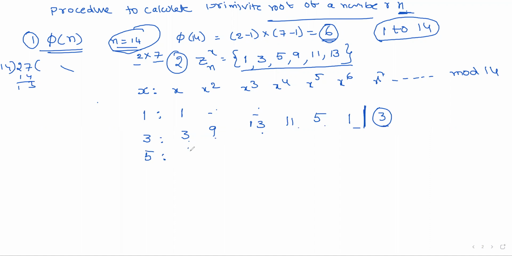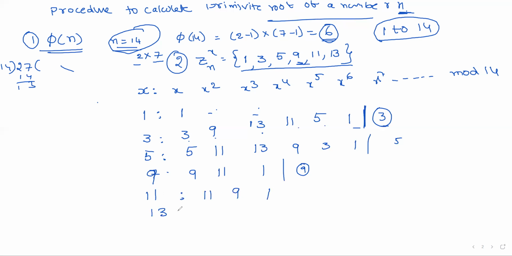So 5 mod 14. 5 square in the sense 25 mod 14. 5 cube 125. Similarly, 9, 3, 1, and again the repetition 5. So stop here. Next 7. Oh, sorry, next 9. 9, remainder is 11, and then 1. 9 power 4, again repetition with 9. So stop. 11. For the 11, 11, 9, 1.